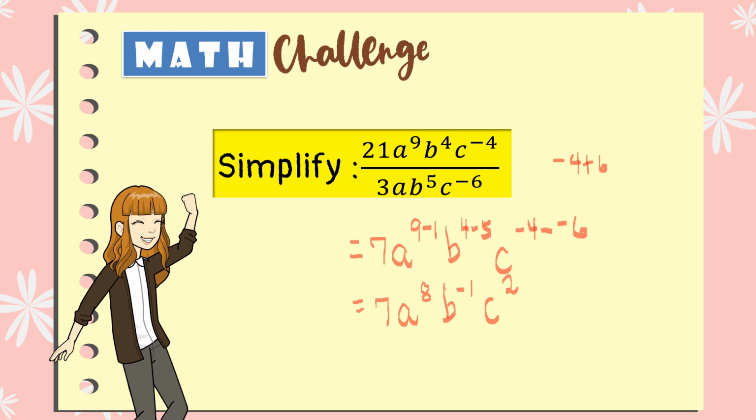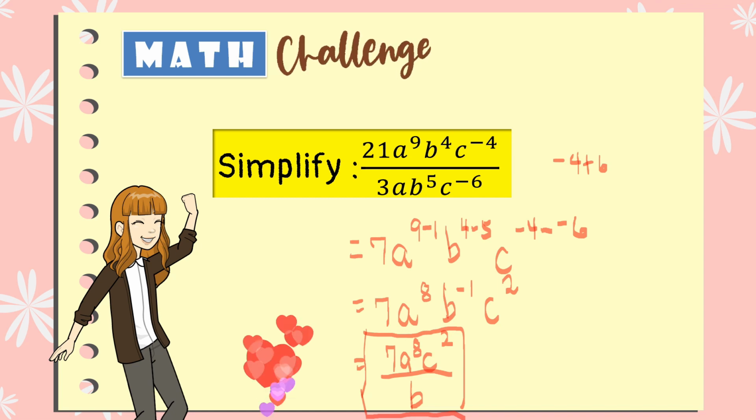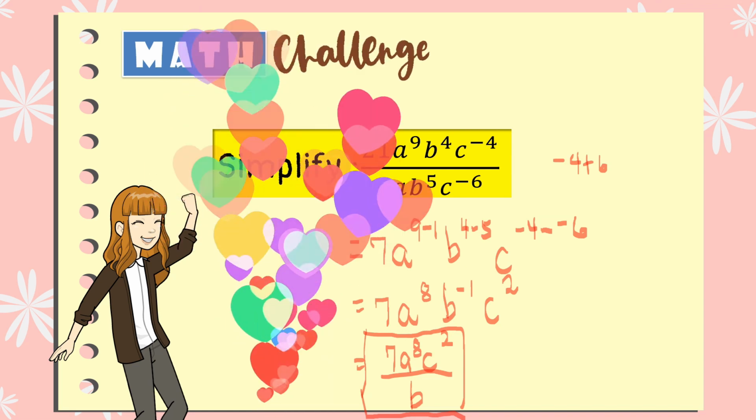Since the base B has a negative exponent, we still have to simplify this. So, we get 7, A raised to 8, C raised to 2, all over B raised to 1 or simply B. Did you get the same answer as 7A raised to 8, C raised to 2, all over B? Right, very good.